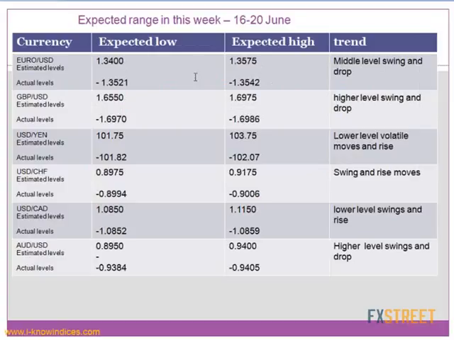So you'll come across the middle level consolidation with the drop in the case of euro, and higher level consolidation in the case of GBP with a swing and drop, and lower level consolidation with upward move in the case of USD and USD CAD, and the higher level swing with a downward move in the case of Australian dollar. These are all the expected moves in this month. The expected trends in these currencies, the 4 majors and 2 commodity pairs.